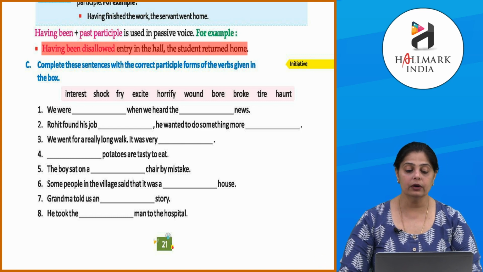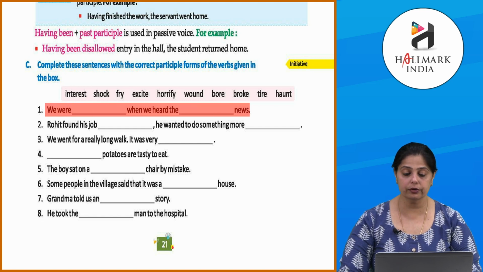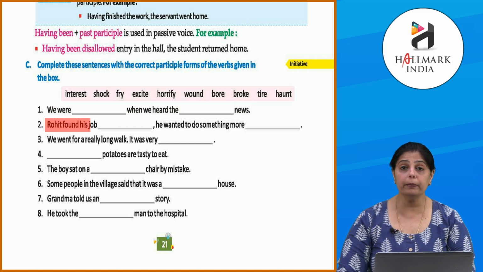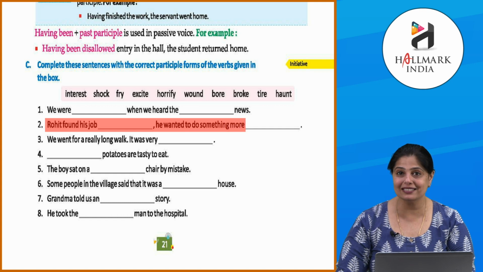Okay. Now, complete these sentences with the correct participle forms of the verbs given in the box. We were dash when we heard the news. Okay. We were shocked when we heard the horrifying news. Rohit found his job boring. He wanted to do something more interesting.